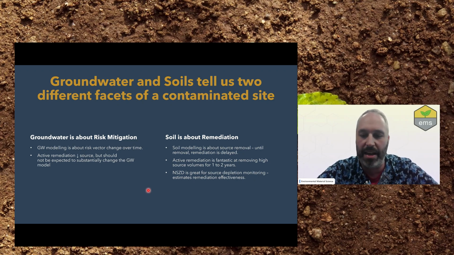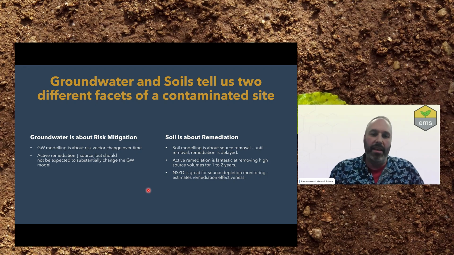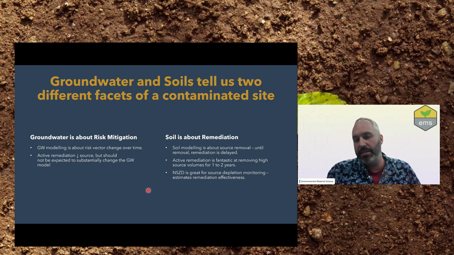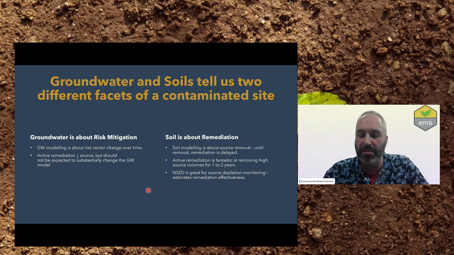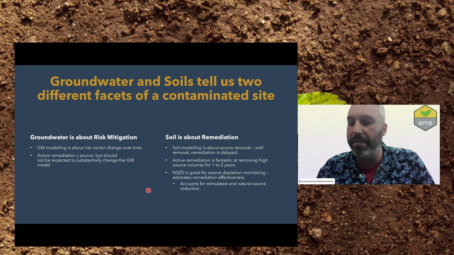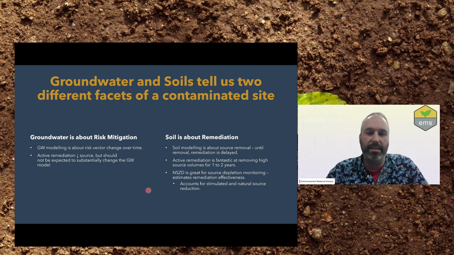Then once active approaches aren't paying off as much, passive approaches like natural source zone depletion are great. They're also great if you want an A/B comparison for how an active remediation approach is going. If you're going to put in an SVE, you can measure natural source zone depletion before, then put it in and measure it after, and you've got a nice comparison to quantify how successful the system is.